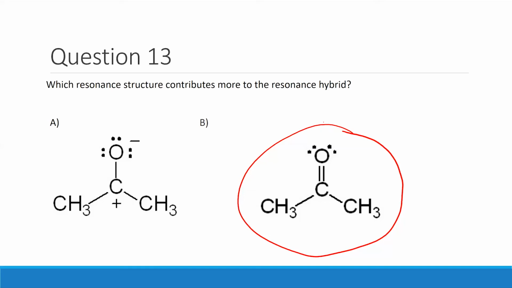It has 4 covalent bonds versus 3 in structure A. And it does not have any formal charges on any of its atoms, whereas structure A has a formal charge on carbon and a formal charge on oxygen. So this structure would be the major contributing structure in the resonance hybrid.